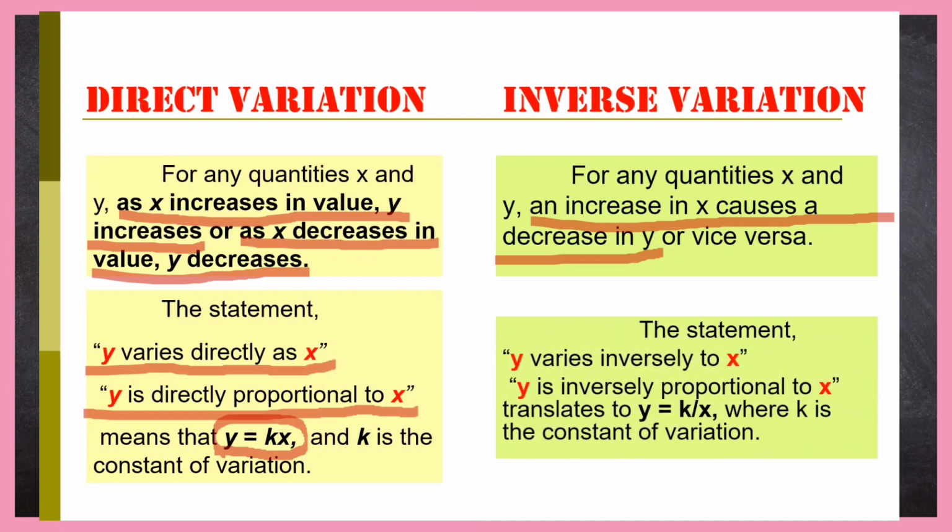And then for inverse variation, the statement is y varies inversely as x, or y is inversely proportional to x. The mathematical equation is y equals k over x, where k is the constant of variation also.